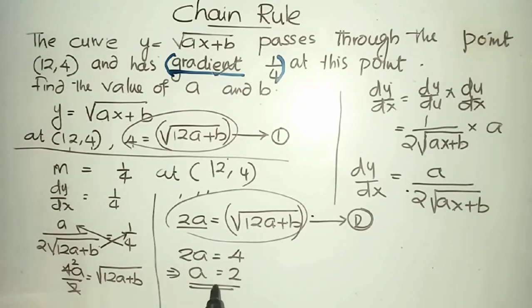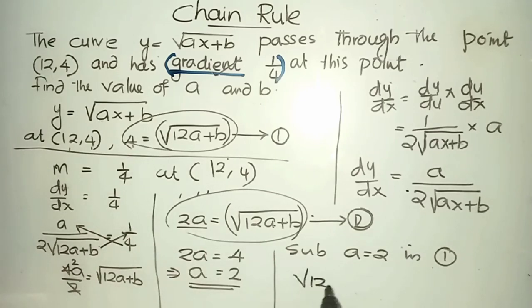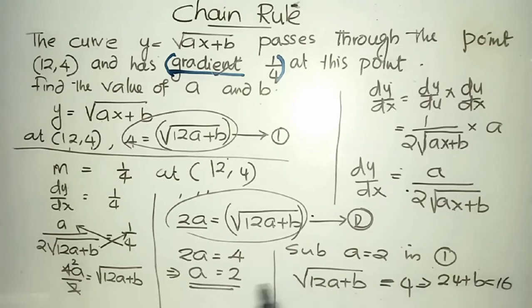Now substitute the value a equals 2 in equation 1 or 2. I am substituting in equation 1. Our equation 1 is root of 12a plus b equals 4. If you substitute a as 2, we get root of 12 into 2 plus b, and the root goes to that side, we get 24 plus b equals 16. From where did we get 16? Root goes to that side, it becomes square, it's 4 squared. Take 24 to the right side, we get b equals 16 minus 24, that is equal to minus 8. That is the answer for that question.